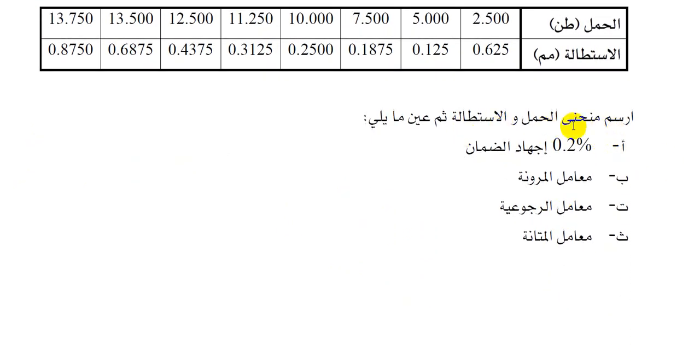Draw or plot the load-extension curve, and then determine the following: 0.2 proof stress, modulus of elasticity, modulus of resilience, and modulus of toughness.